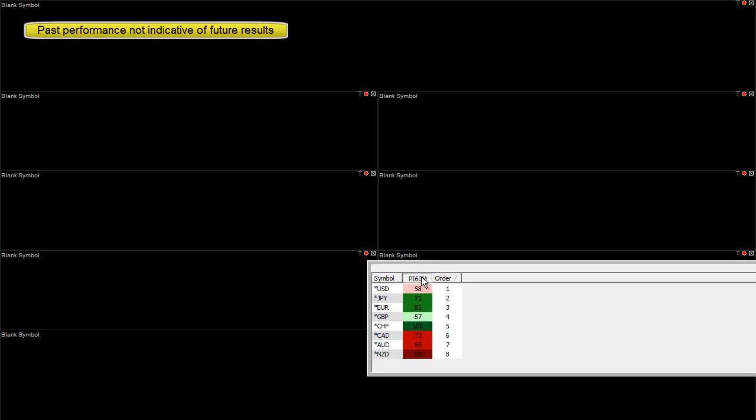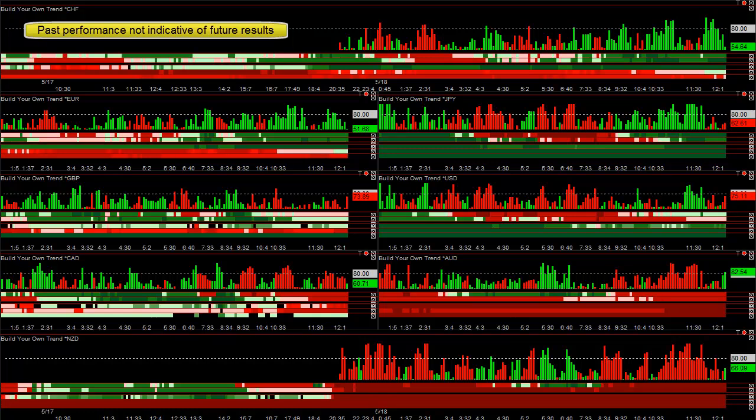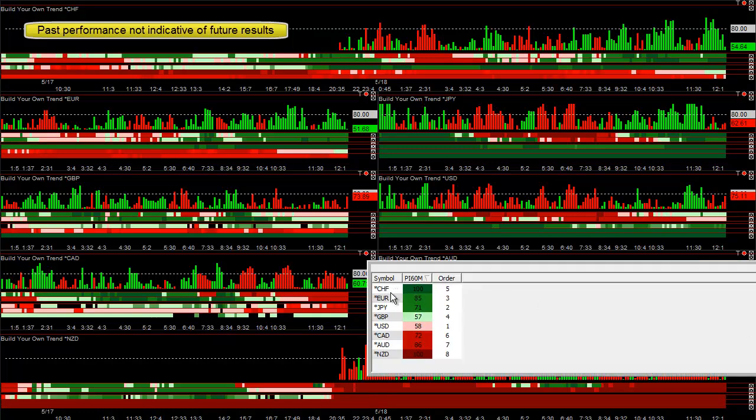If I want to see the strongest ones on the top, oops, hold on a second, there we go. The Swiss and the Euro are the two strongest, then the Yen. The weakest are the Australian and New Zealand. And I also put in a new column here to allow me to order this in the way that makes most sense to me.